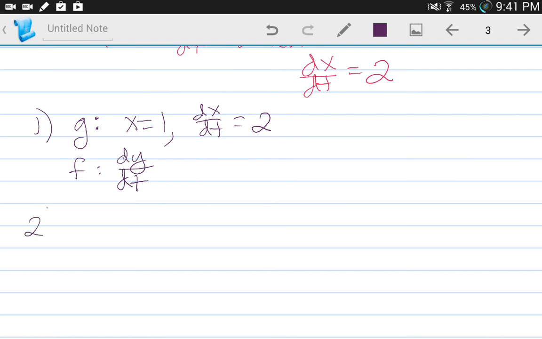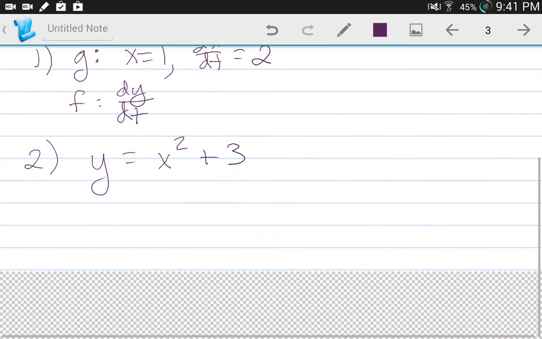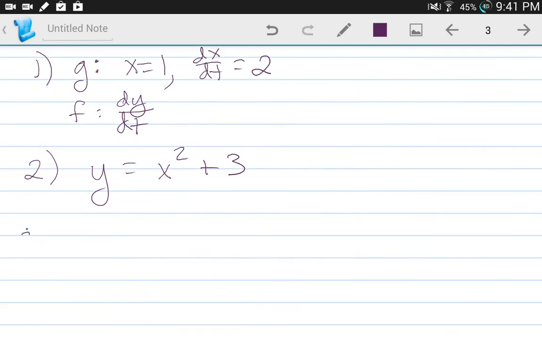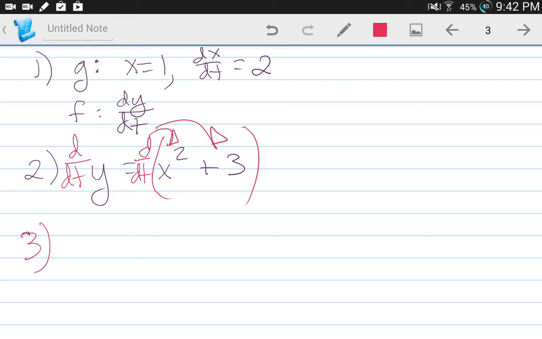My second step is going to be to write the equation, which is y equals x squared plus 3. Then my third step, I'll do this in a new color. My third step is going to be to take the derivative. So that's d over dt, right? We're taking the derivative with respect to time. And then d over dt of this whole thing, so we have to distribute the derivative everywhere. Alternatively, you could have just written d over dt everywhere.